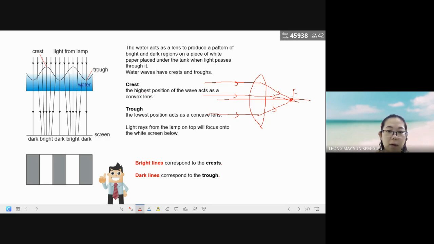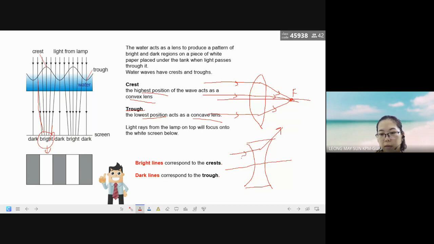So when it's a crest, the highest position of the wave, it acts as a convex lens to focus the light towards a position. That's why it causes the bright fringes. Then the trough, the lowest position of the wave, will act as a concave lens. Concave lens means the lens bends inwards. When the light ray comes out, it will spread out, as though it comes from a focus point in front of the lens. I think it's Form 1 syllabus. I remember showing this lens to the Form 1s last year. So the light rays from the lens on top will focus onto the white screen below, the bright lines corresponding to the crest, and the dark lines corresponding to the trough.